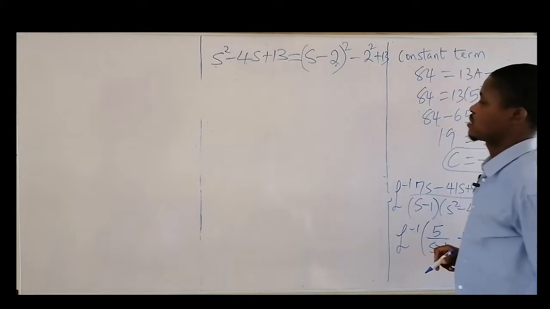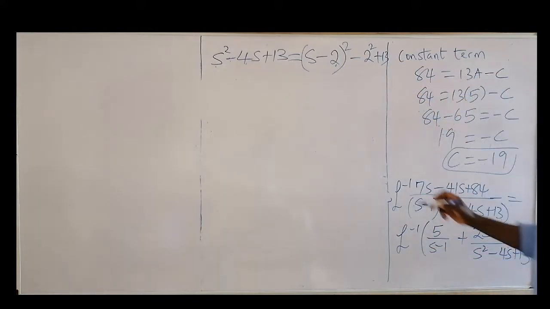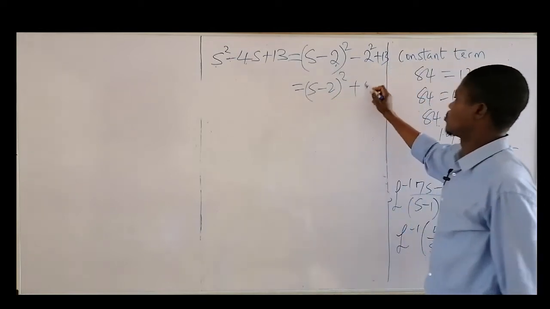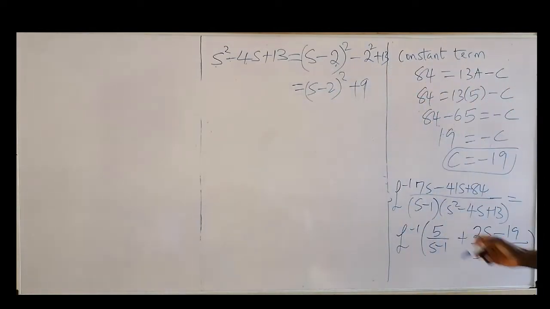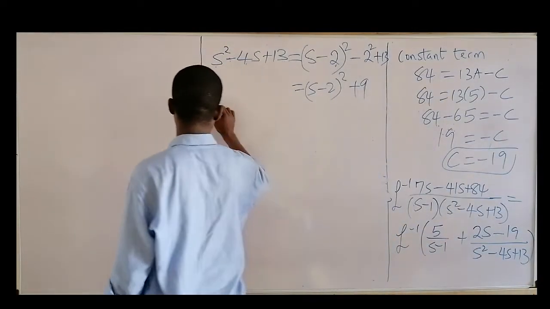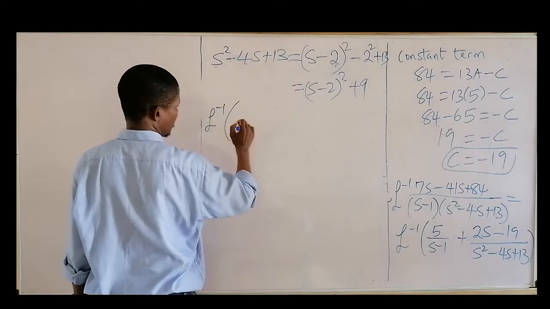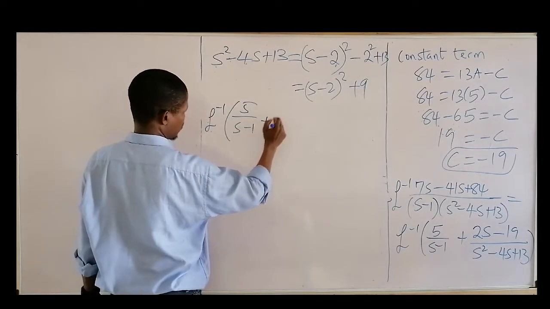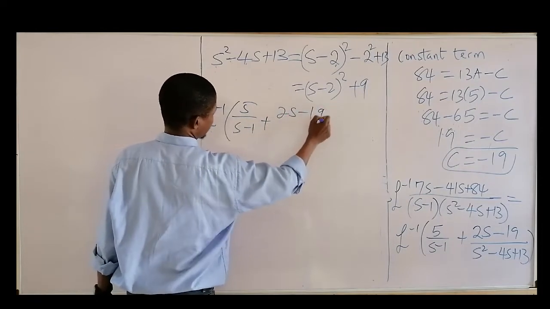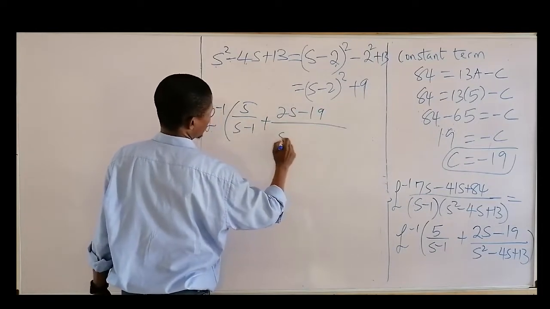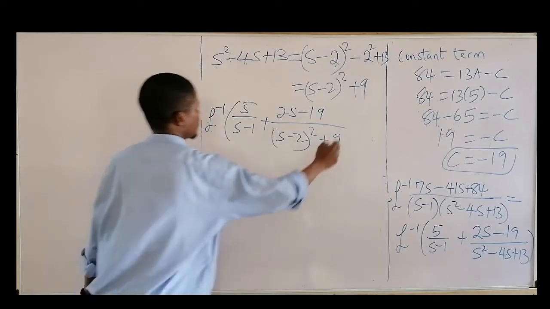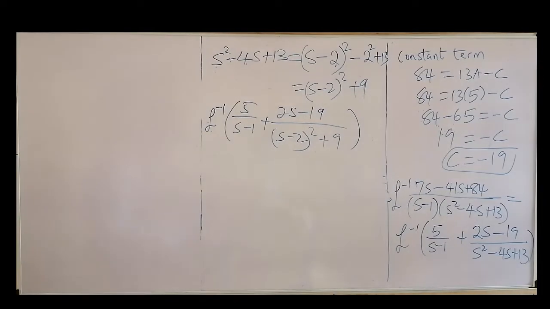Plus 19. That's that on perfect square, and that will give (x minus 2) squared plus 9. Then we now have the inverse Laplace of 5 over x minus 1 plus (2x minus 19) all over (x minus 2) squared plus 9.